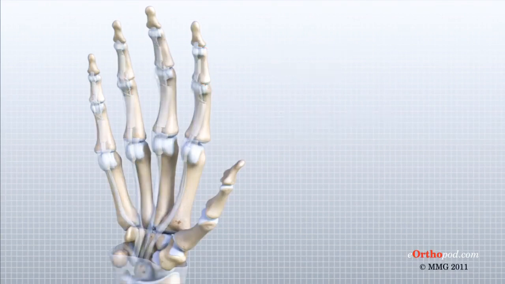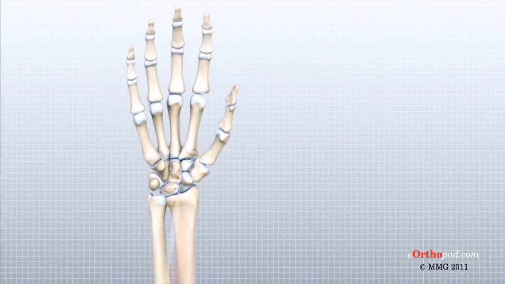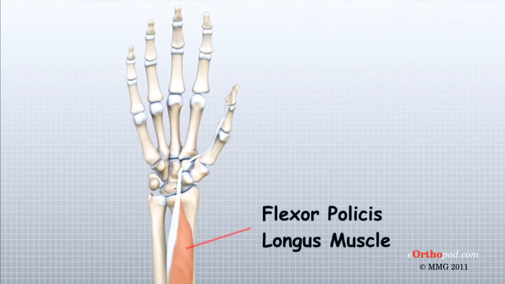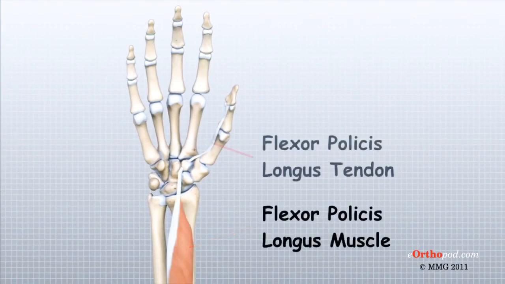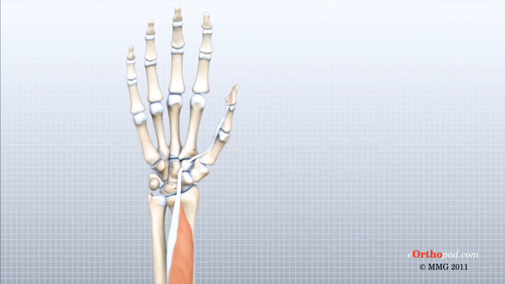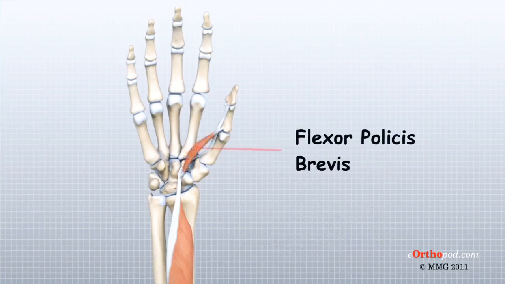The thumb is a bit different since it only has two phalanges. The flexor pollicis longus begins in the forearm, and its tendon connects to the base of the distal phalanx of the thumb. The flexor pollicis brevis muscle begins in the wrist, and its tendon connects to the base of the proximal phalanx of the thumb.